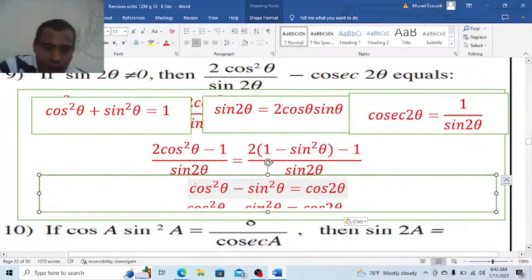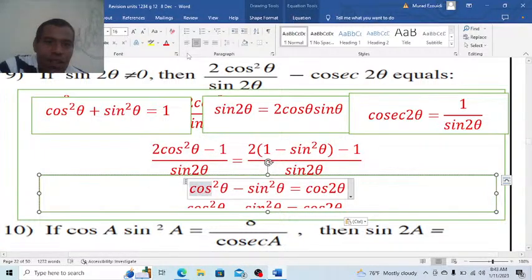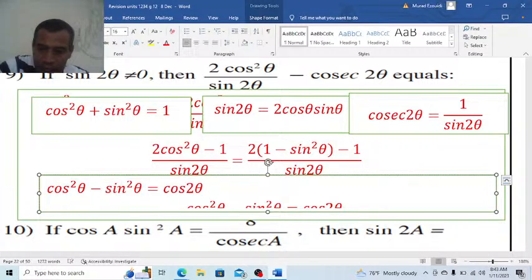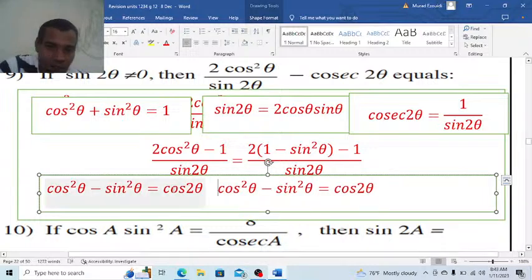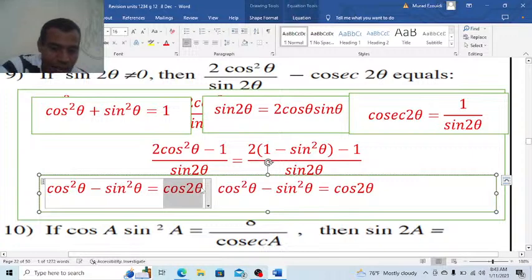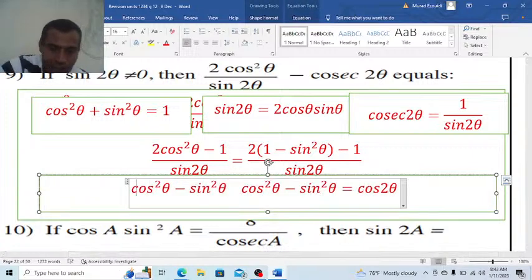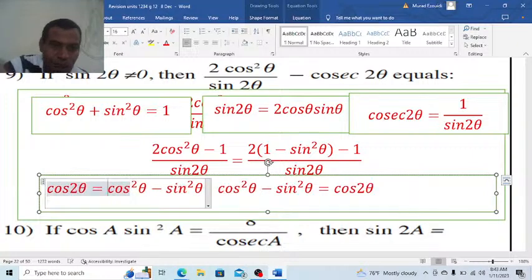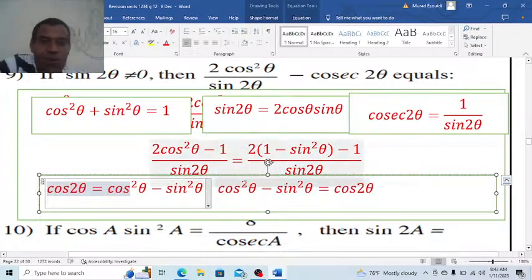Now I will put this in the front, then make space here. So cosine of 2 theta, the double angle of cosine, is equal to cosine square. Therefore, the question is 2 times cosine square minus 1.